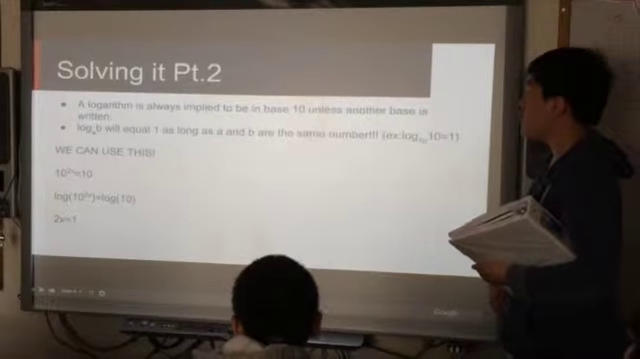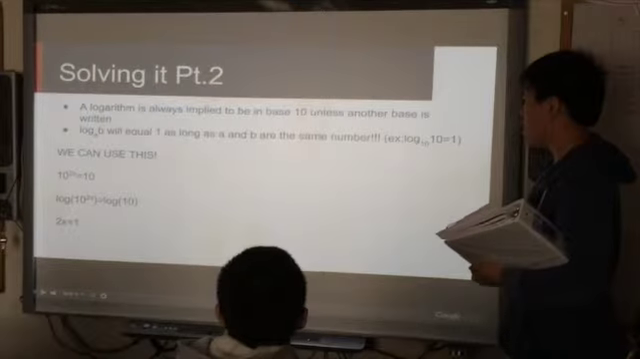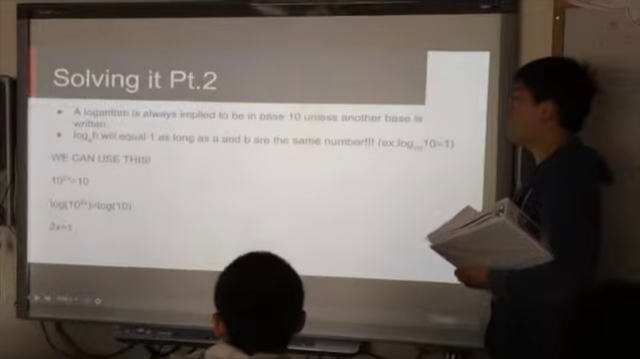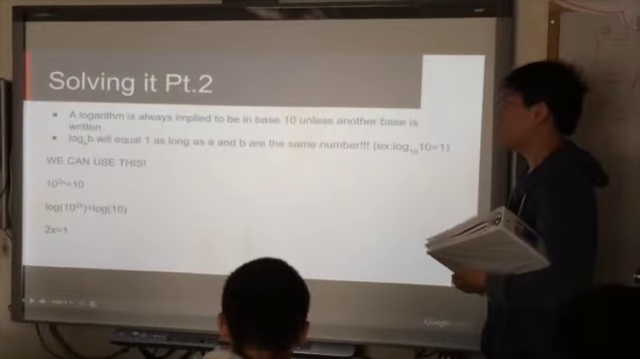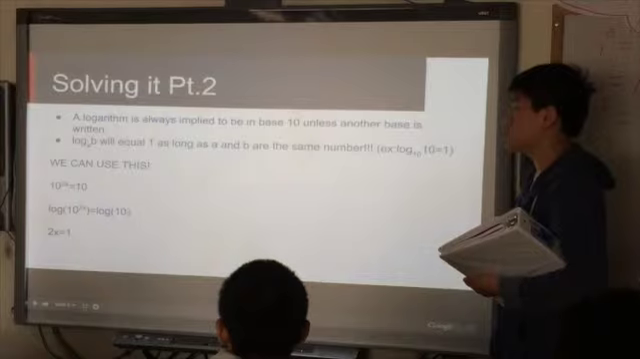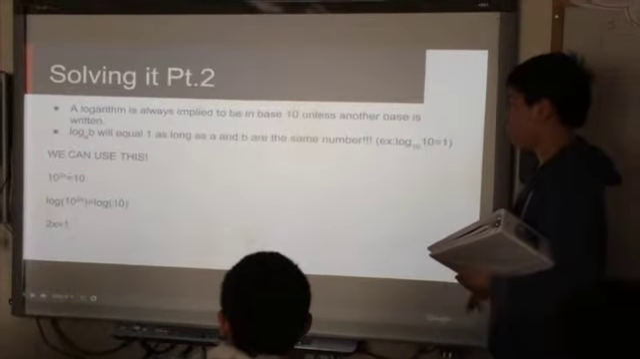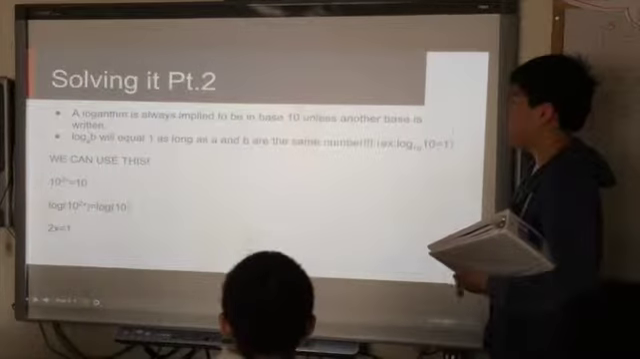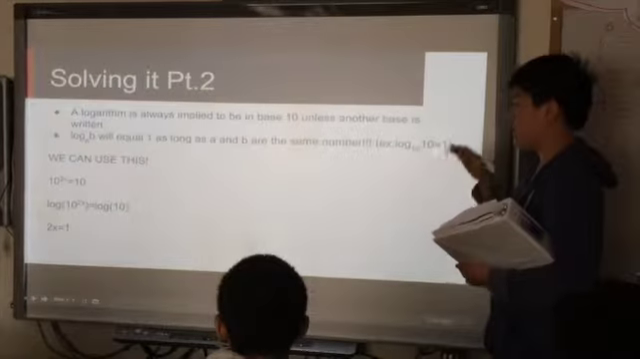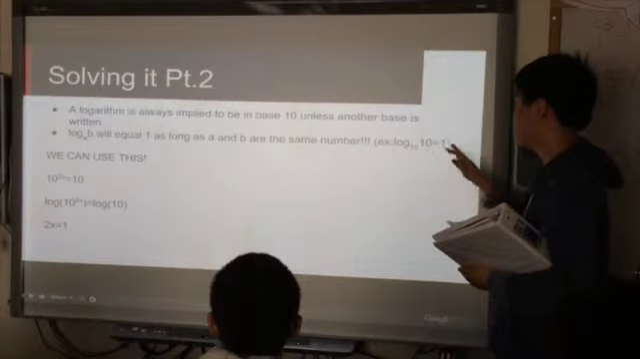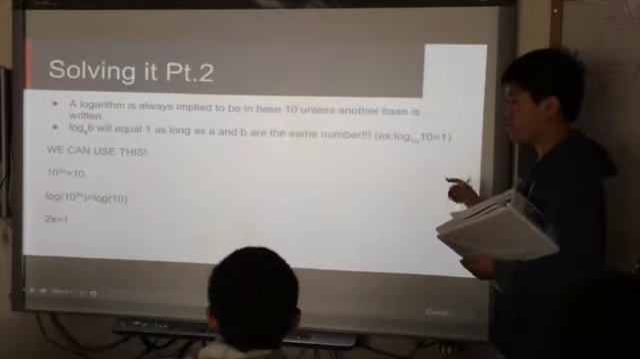A logarithm is always implied to be in base 10 unless another base is written. So if it's a log of x, it essentially means log base 10 of x. It's already implied. And as long as the base and x are equal to each other, the entire expression will equal 1. Do you guys get this?